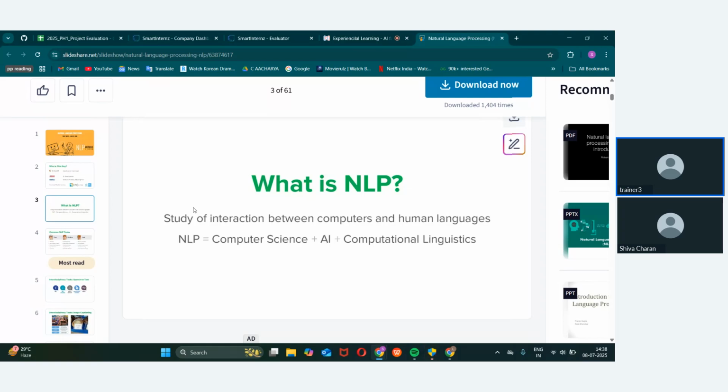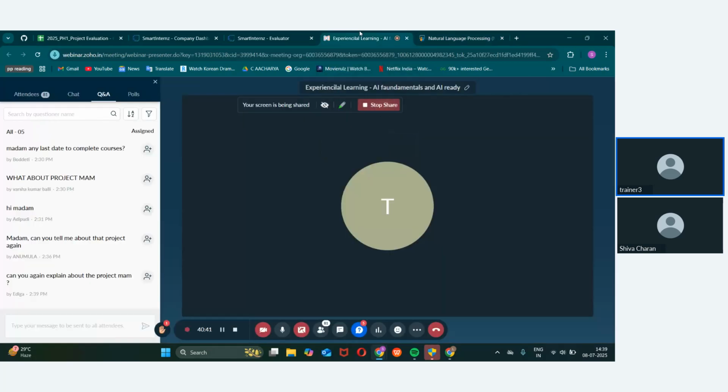As you can see here, NLP, natural language processing, is the study of interaction between computers and human languages. NLP is computer science plus AI plus computational linguistics. That is all.